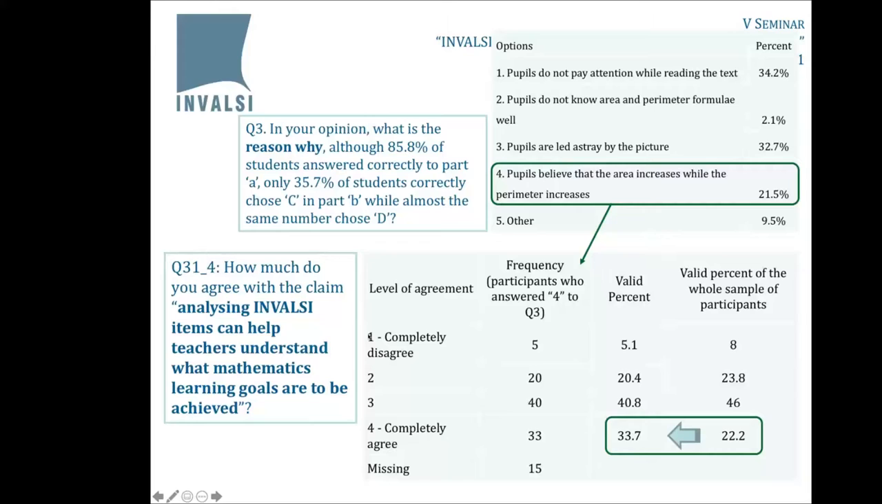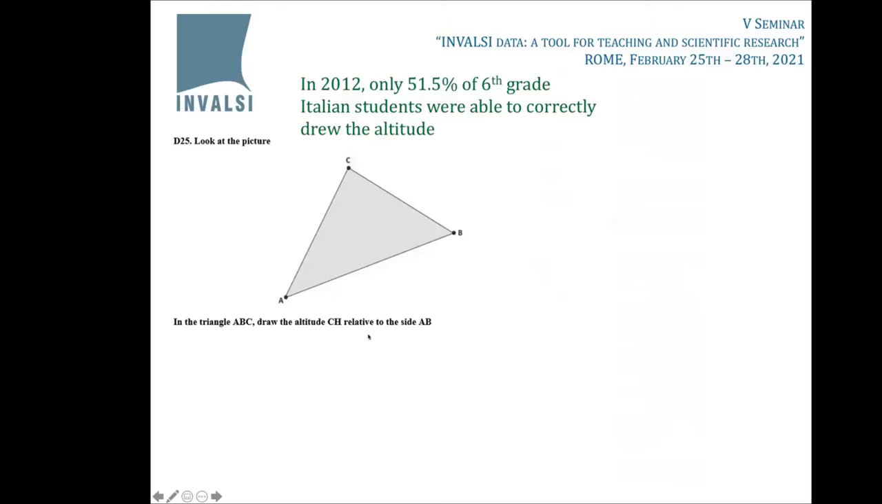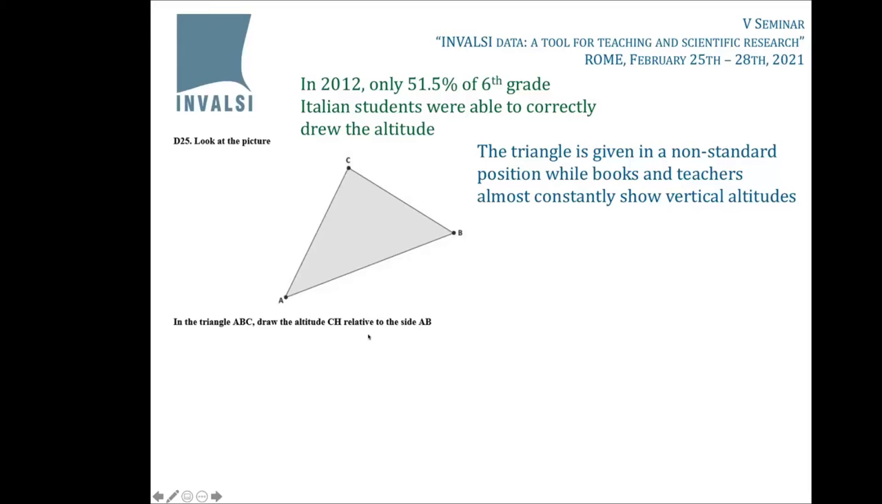The last example we present is the one concerning the INVALSI item on the altitude of a triangle. According to the nationwide results, only 51.5% of students were able to answer the item correctly, drawing a line perpendicular to the side AB. The difficulty of drawing the altitude of a triangle given in a non-standard position is well known in the literature. Gutierrez and Jaime, Martini and Sbaragli, and more recently Zamir, Tirosh and Levinson show that fifth grade students believe that the altitude has to be vertical, even if it appears to satisfy the formal definition.